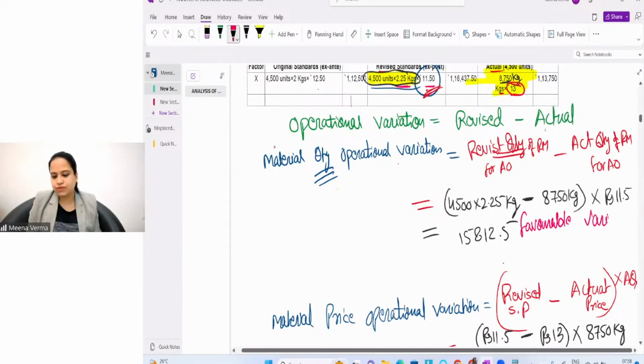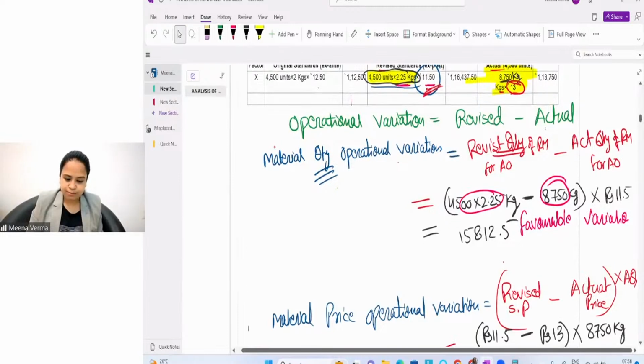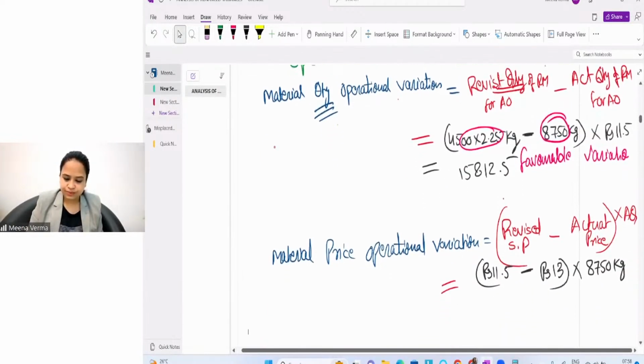Why is it a favorable variation? Because you can see they are consuming less raw material than the standard they have set. For that reason, it's a favorable variation. Okay, next let's see the price operational variation.